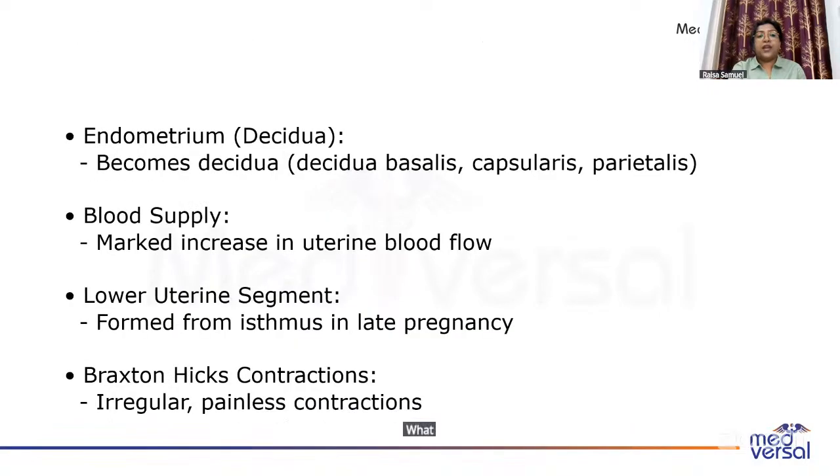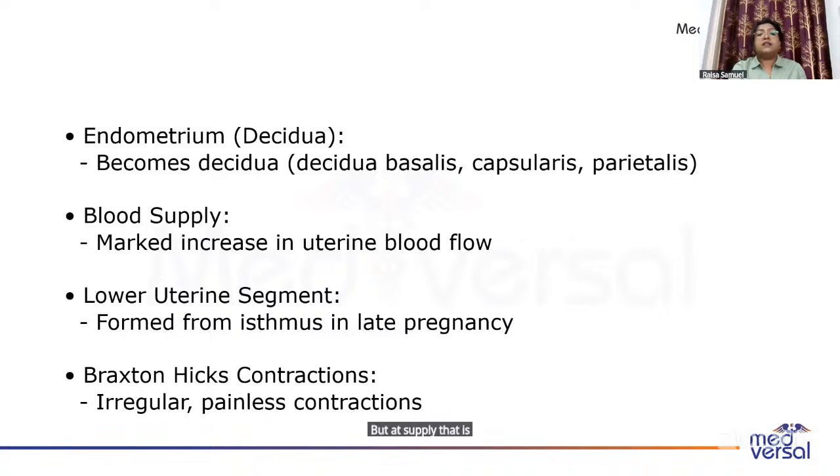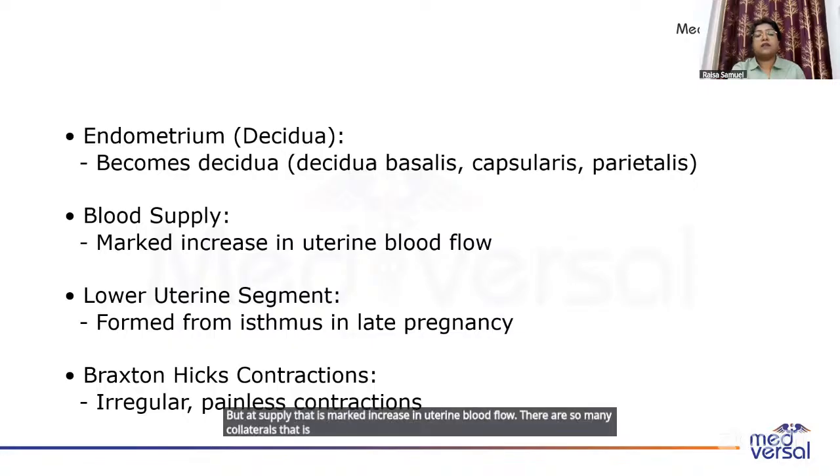What happens to the endometrium? The endometrium becomes the decidua. The decidua again has 3 layers: decidua basalis, capsularis, and parietalis. Blood supply: there is a marked increase in uterine blood flow. Many collaterals and plexuses are formed, increasing the blood supply to the uterus.